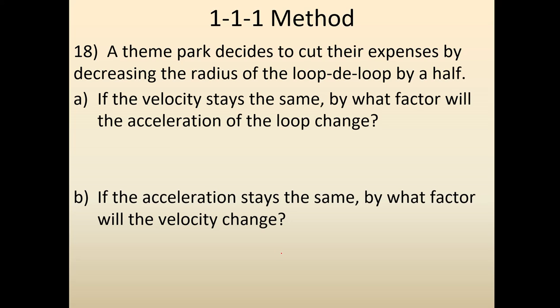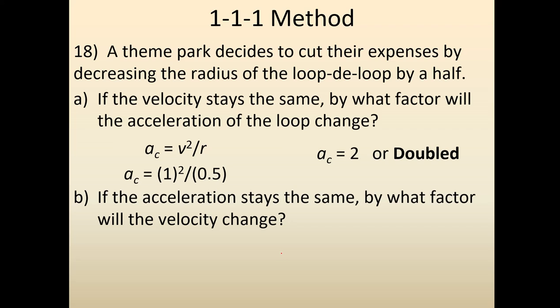All right, so here we have a theme park that's decreasing the radius by half. So when we use our equation, we're going to put a 0.5 in for the radius. Now for part A, they say that the velocity stays the same, and we want to know what factor the acceleration changes by. So we use the equation. We put a 1 in for velocity since it didn't change, but we put a 0.5 for the radius, and we get that the acceleration is doubled.